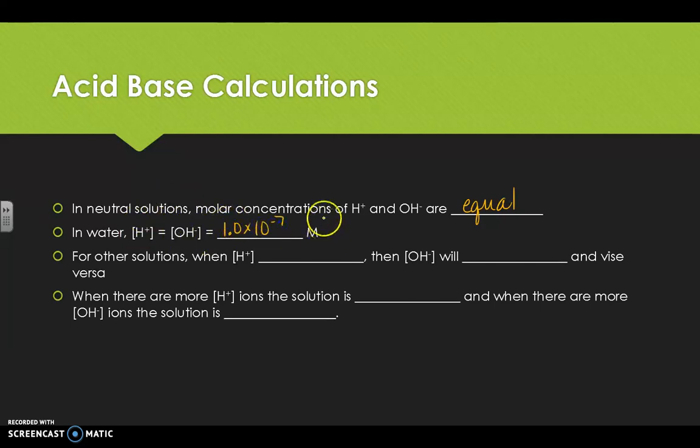In another solution, when the hydronium or the hydrogen ion concentration increases, the hydroxide ion concentration will decrease, and vice versa, which means that as one goes up, the other goes down. So if the hydroxide goes up, the hydronium will go down. When there's more hydronium or hydrogen ions in the solution, it is acidic. And when there's more of the hydroxide, it is a basic solution.